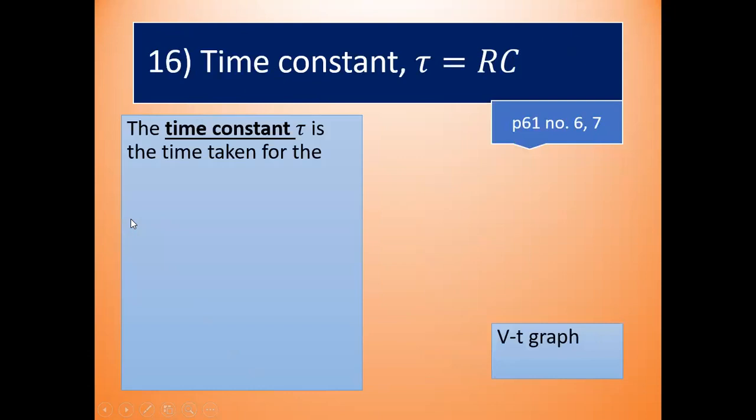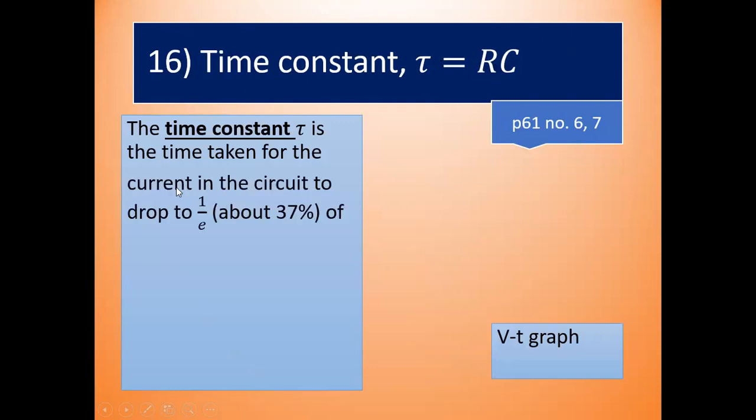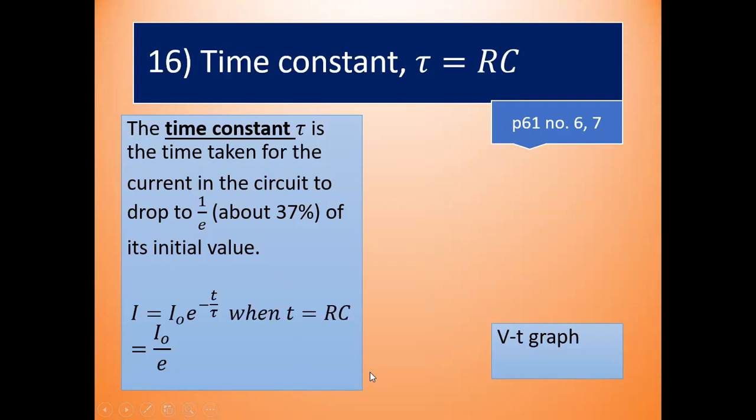Right, now we define the time constant. Basically it is RC. The time constant RC is the time taken for the current in the circuit to drop to 1 over e, which is about 1/3, or 37% of its initial value. Now, we are not particular. Usually it's about 1 over 2.7 something. So we take it to 1/3 when we sketch.